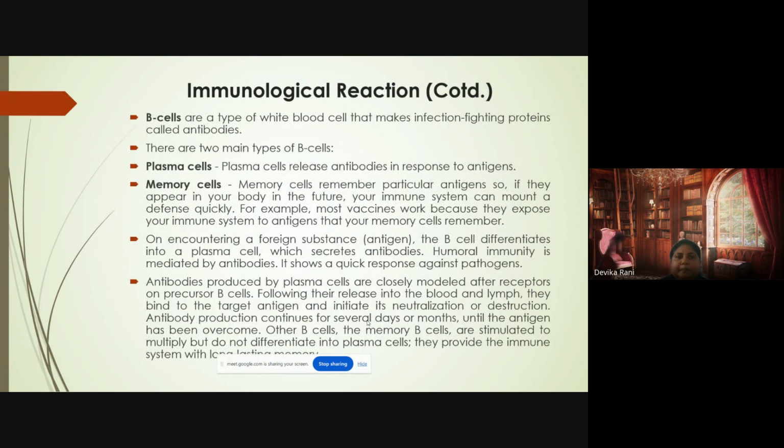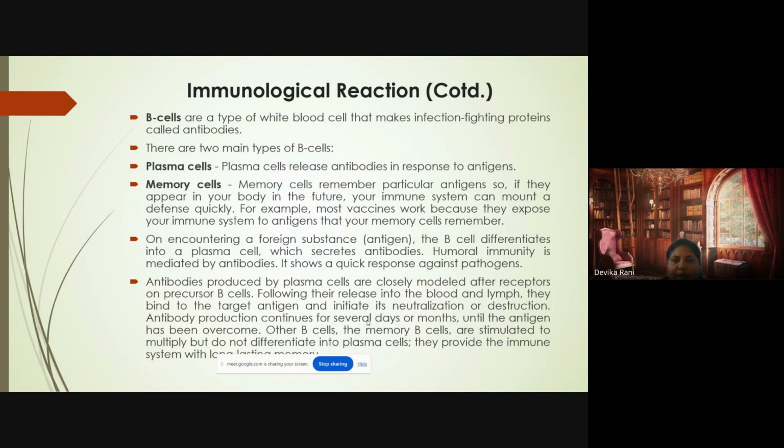Now the B cells, they are a type of white blood cells that make infection-fighting proteins called antibodies. There are two main types of B cells. One is plasma cells. These release antibodies in response to antigen. The other is memory cells. Memory cells remember particular antigens, so if they appear in your body in the future, your immune system can mount a defense quickly. For example, vaccines work because they expose your immune system to antigens that memory cells remember.